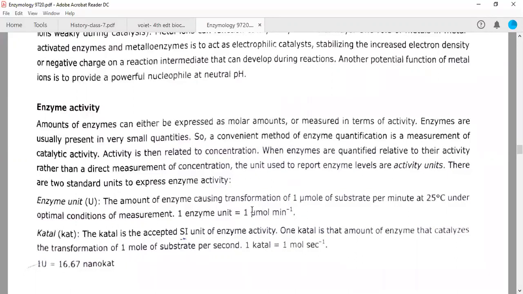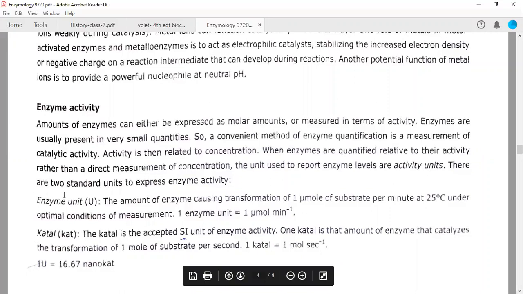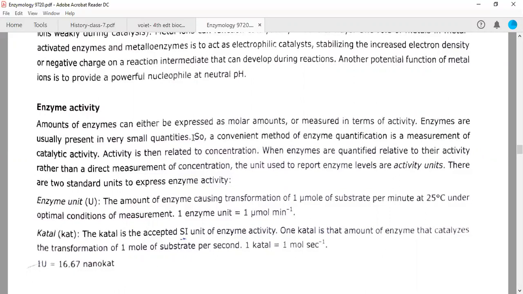Then only we can say the enzyme is having catalytic activity of 1 unit. Okay. So a convenient method of enzyme quantification, if you want to know the amount of enzyme, or you quantify the enzyme, you need to measure the catalytic activity. Activity is then related to the concentration somehow. The more concentration of enzyme you have in your test tube, the more of the substrate you are able to convert into the product.